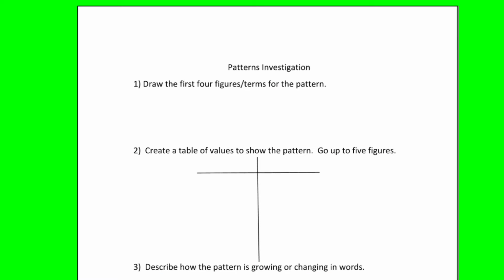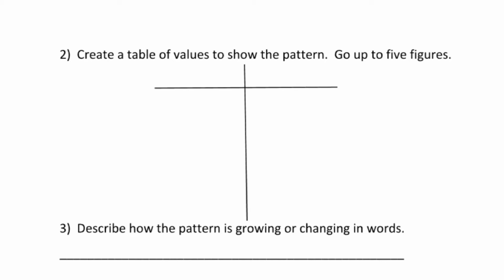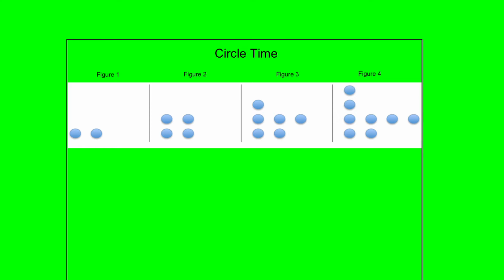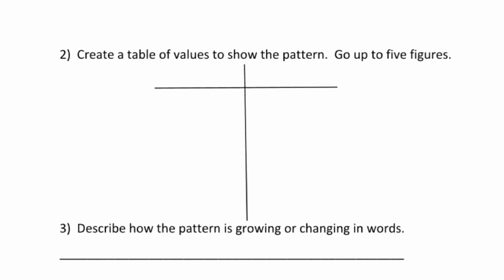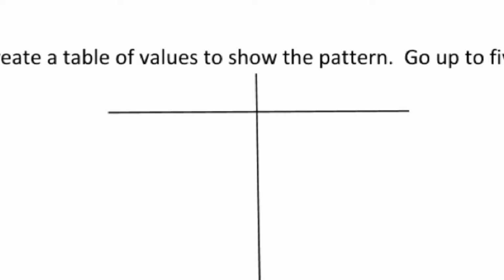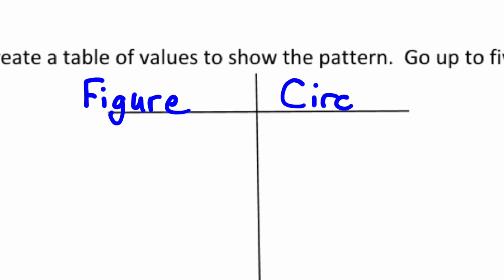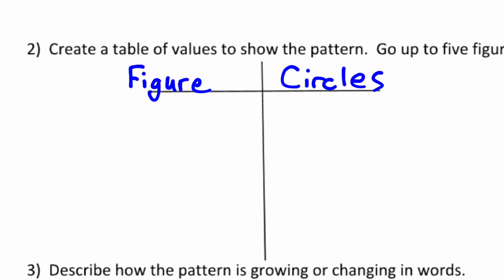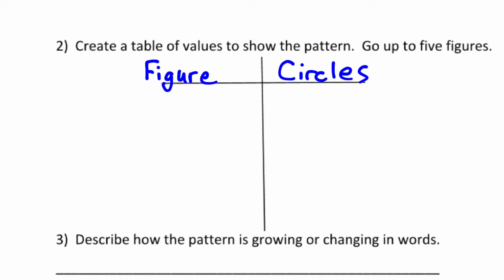Then I'd have them represent this pattern on a table of values. So this pattern was comparing figures to circles. So that's what we'll call it in our table. We'll call this column figure, and this column circles. And we're also going to get in the habit of assigning each column in the table an unknown. Typically we'll call figure X and circles Y. That doesn't have to be called that, but that's typically what we'll call it. And each of these represents an unknown number.